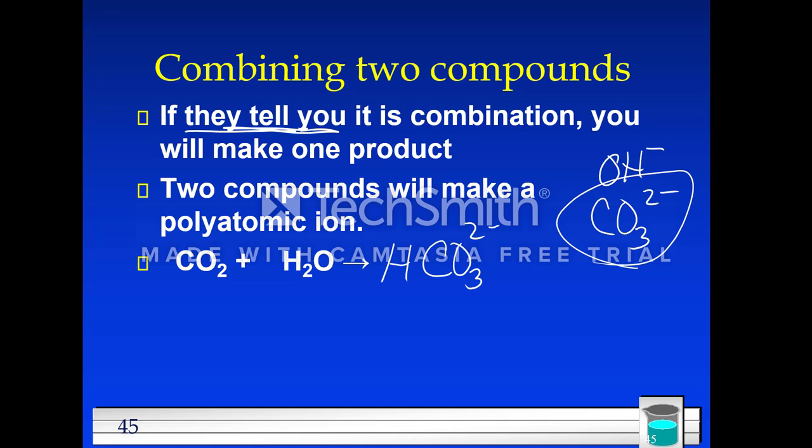See, I'm using just the elements they gave me, and I found the polyatomic ion that matches, and then I've got a positive piece that can go with it. And H is 1 plus, and CO3 is 2 minus. So notice I did what I said. I combined them. Did I have to write the right formula?